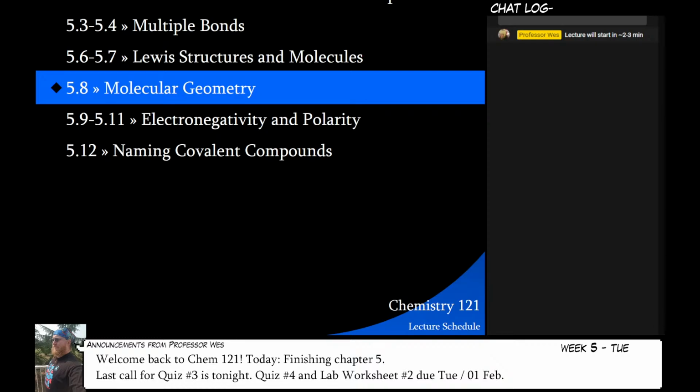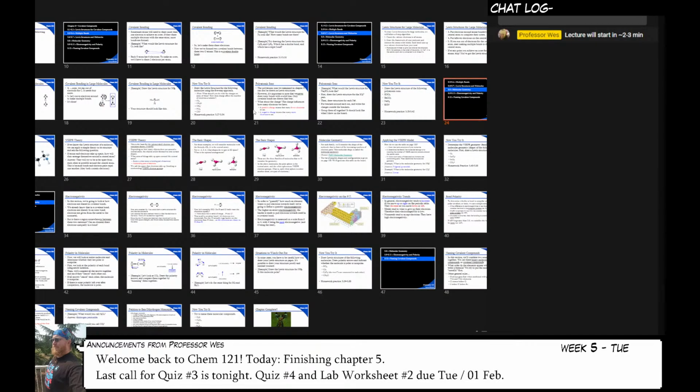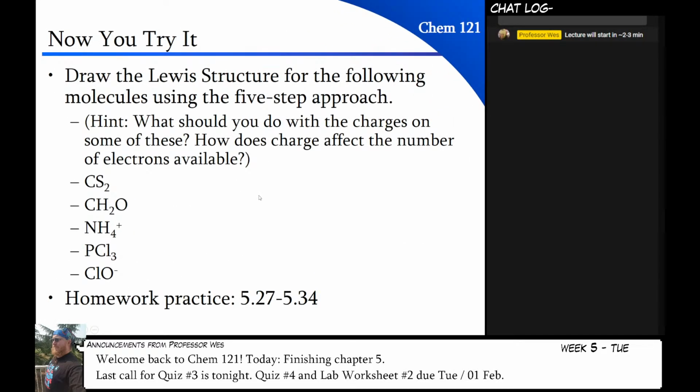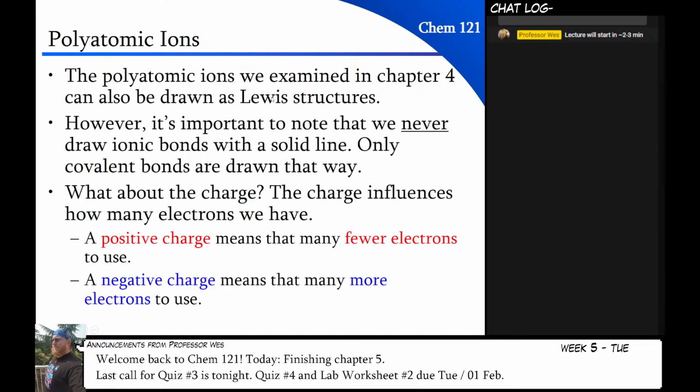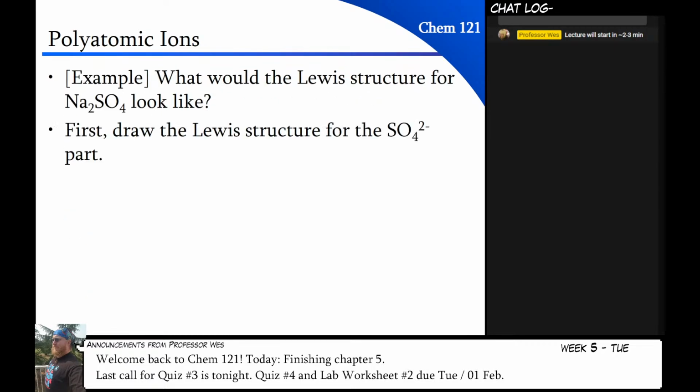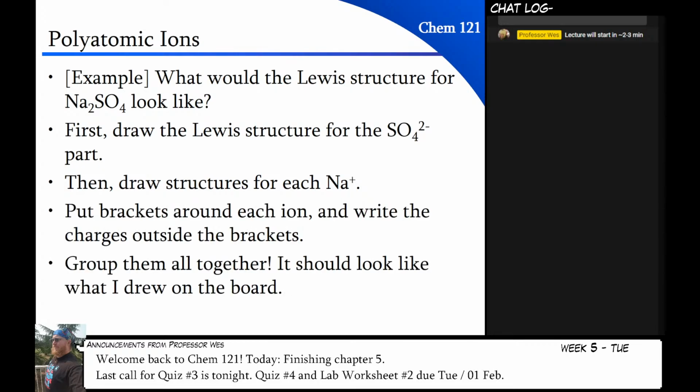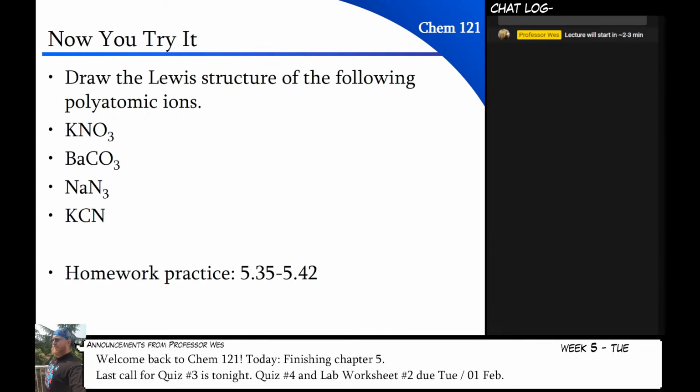All right. I did skip some slides here on the presentation. So if I zoom out, we ended here. This is where we stopped. These next few slides are just more of the same. We've already talked about how to draw a Lewis structure for polyatomic ions, so I'm sort of skipping ahead because it's not really that much extra.